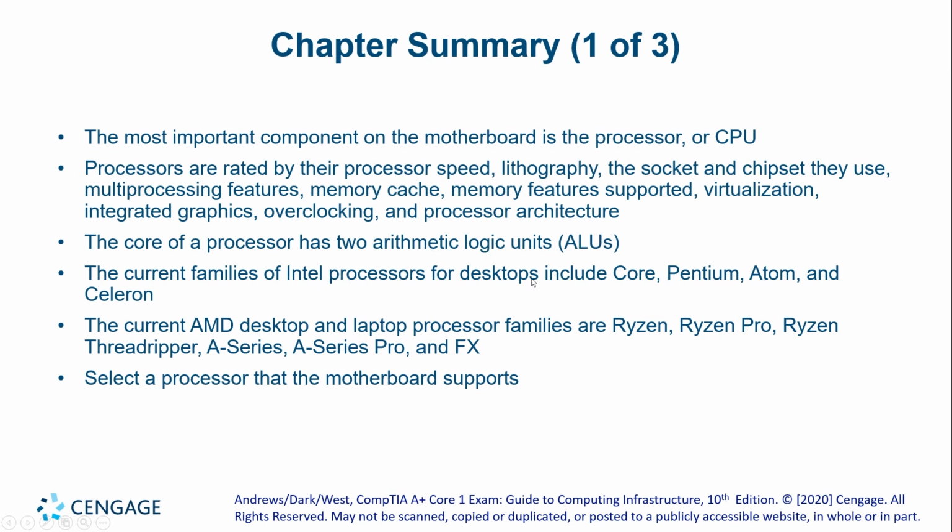Current families for Intel are Core, Pentium, Atom, and Celeron. For AMD, they're Ryzen, Ryzen Pro, Threadripper, A series, and FX. Make sure that your motherboard supports the exact chip that you're buying, otherwise you're going to be going back and buying something else, because motherboards and chips are not interchangeable. One motherboard's going to support one family or one type of chip, and that's all it's going to support.